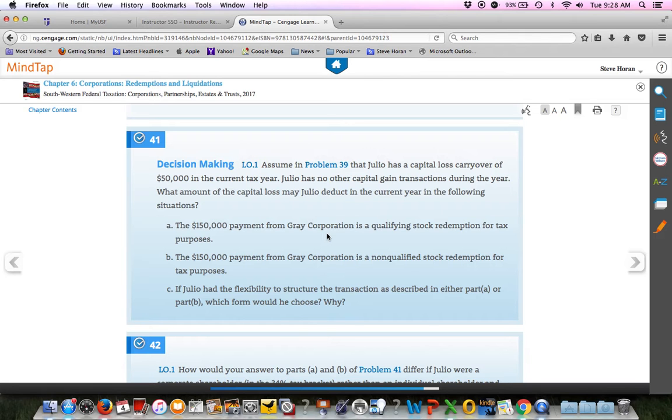In letter A, Julio may deduct the entire 50,000 capital loss carryover of 50 to offset the $100,000 capital gain. Okay. So Julio would be taxed only on 50,000 of the gain, and the income tax liability on the 50,000 long-term gain would be 7,500, which is 50,000 times the 15% rate. So it'd be 7,500 for the tax.